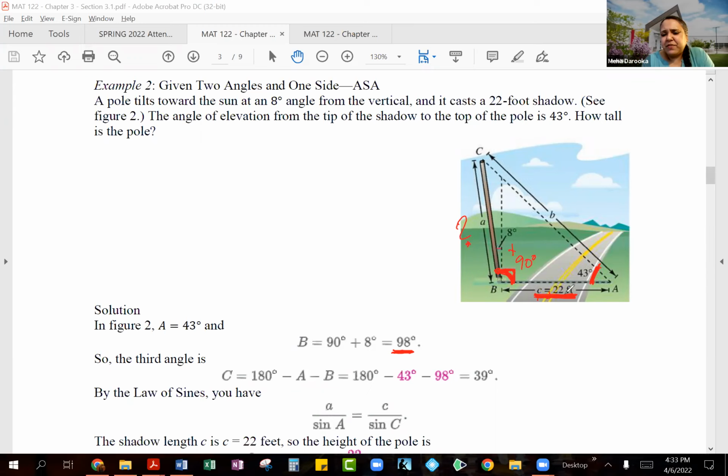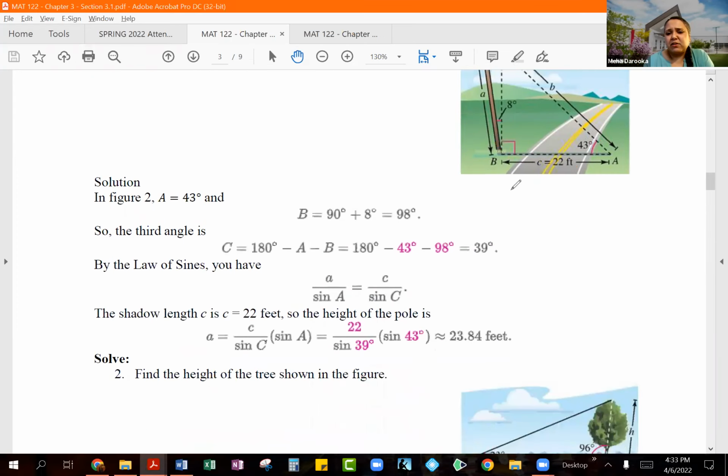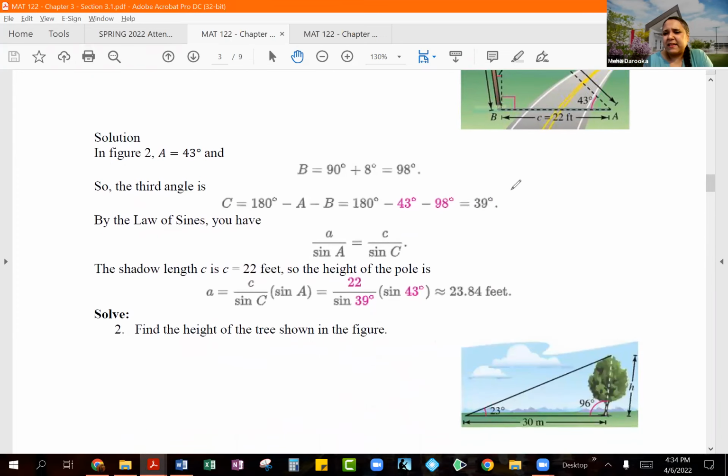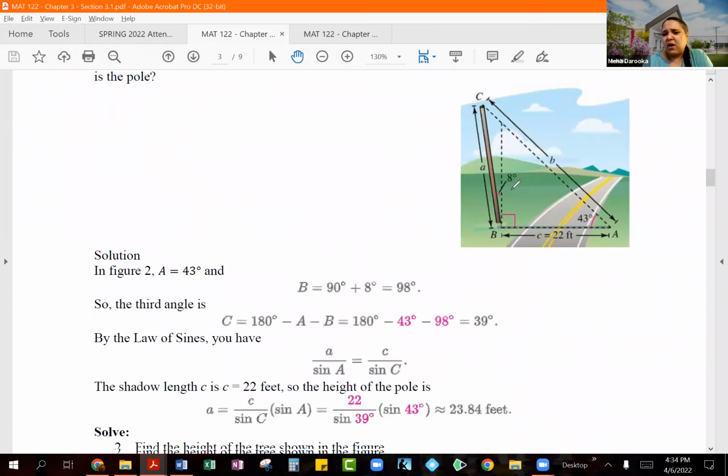Since you have two of the other angles, they're going ahead and using that same idea, 180 minus angles A and B, which ends up giving us 39 degrees. So angle C is going to be 39 degrees. And the reason why we're finding angle C is because we know side C. And since we know side C, we want to use that in our law of sines to help us find side A, which is going to be the height of the pole itself.